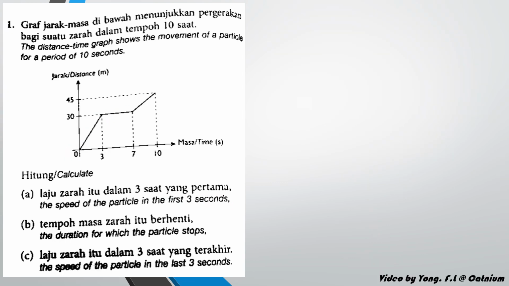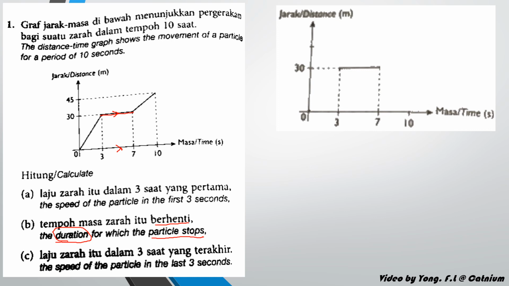Now for B. For B, they want the duration, or tempo masa, untuk jarak itu berhenti. So the particle stops. As I told you before, when a particle stops, we are referring to a line which is parallel to the x-axis, garis yang selari dengan paksi x. So this is the line which I summarized for you here. The rest are not related to this question.